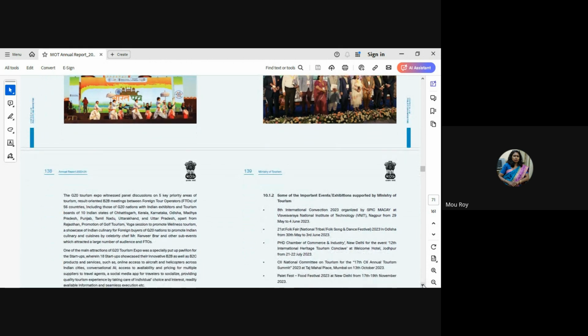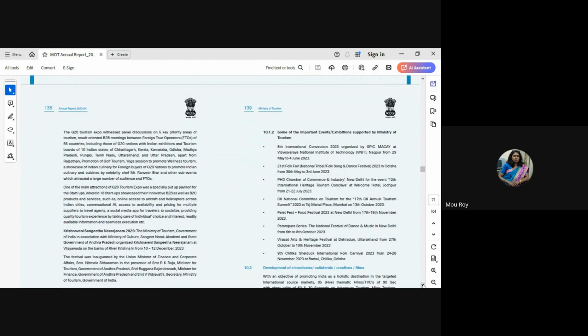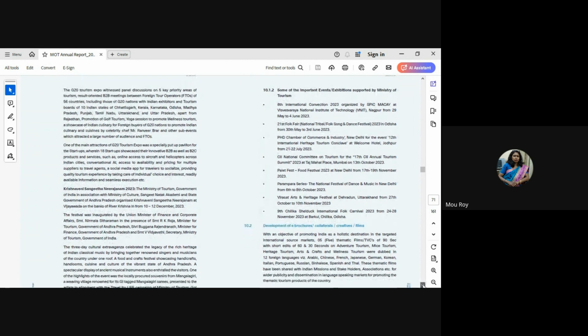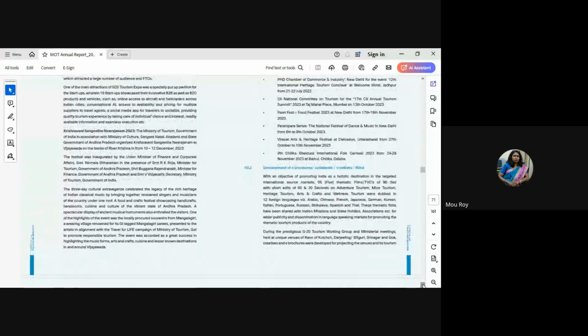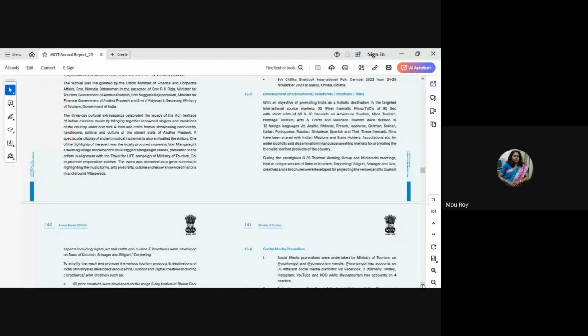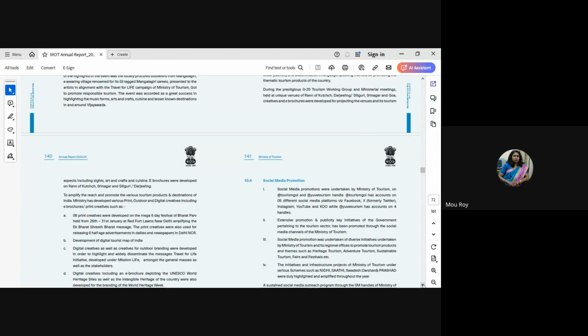Plus we do have arts and heritage festivals, shows, and carnivals. These also take place in different parts of the country with the assistance of the Ministry of Tourism.